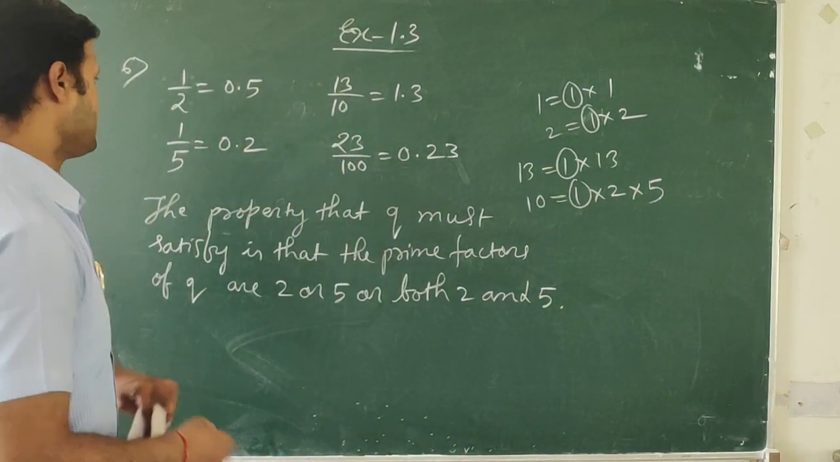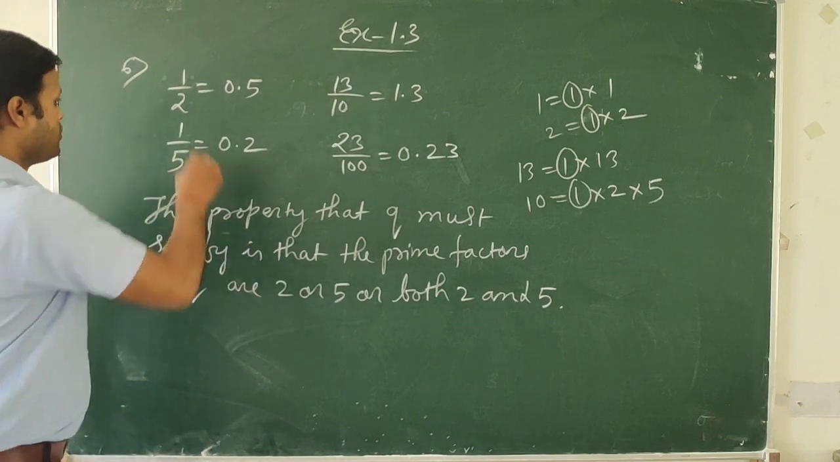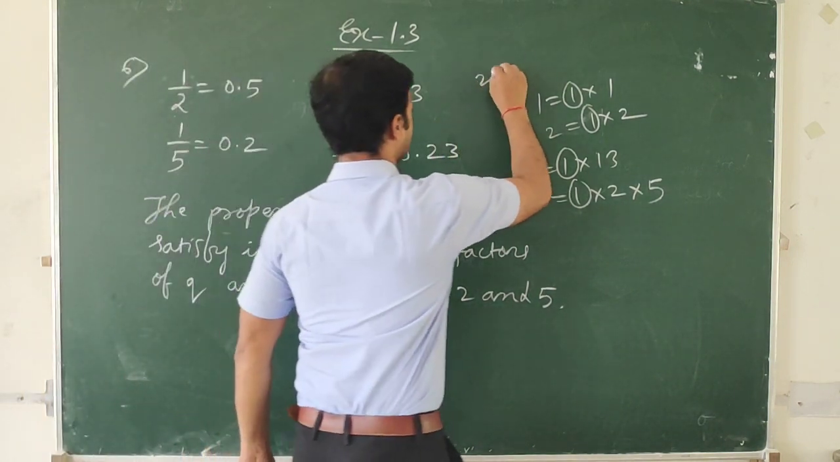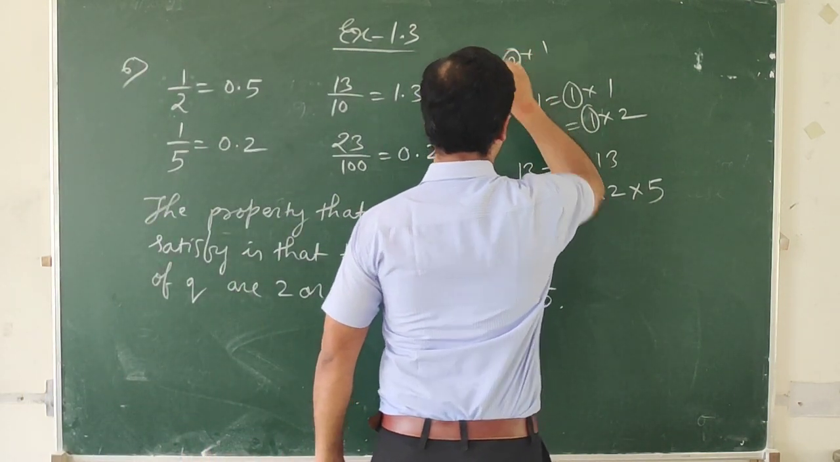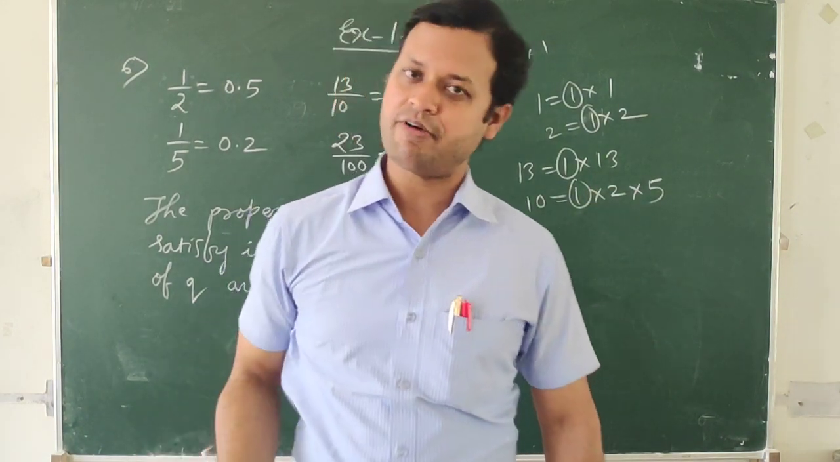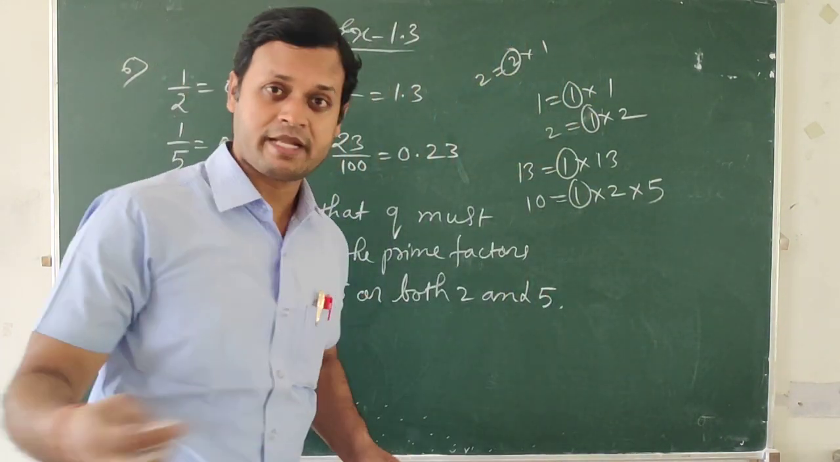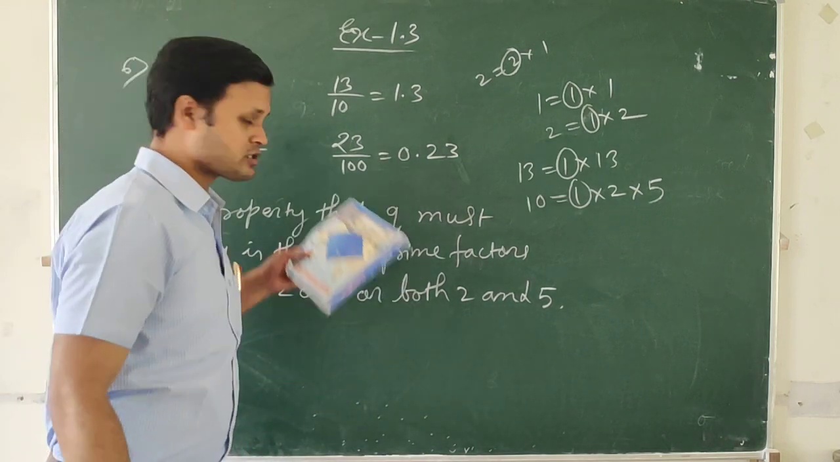So, students, what is the prime factor of 2? 2 is equal to 2 into 1. What is the prime factor of 2? Only 2. What is the prime factor of 5? 5. What are the prime factors of 10? 2 and 5. What are the prime factors of 100?